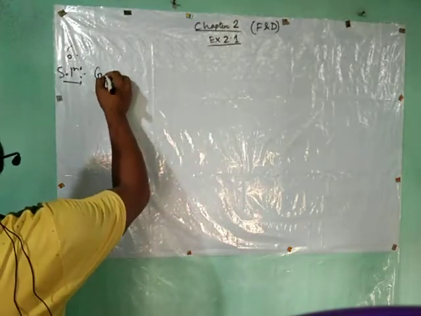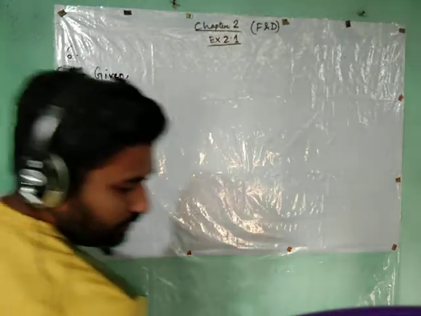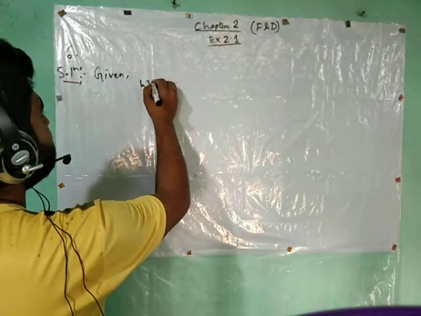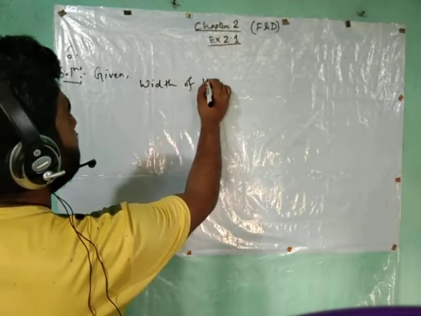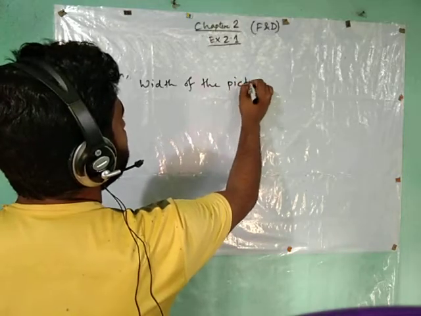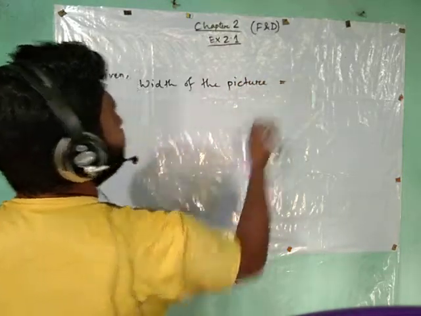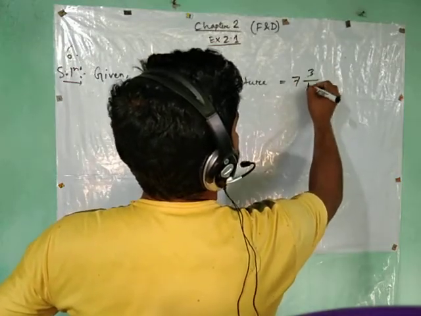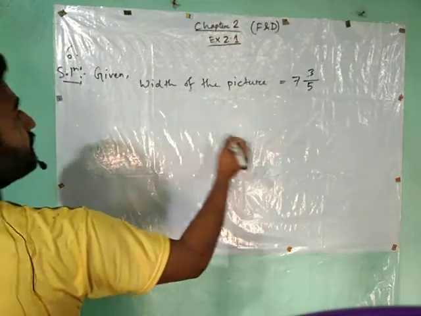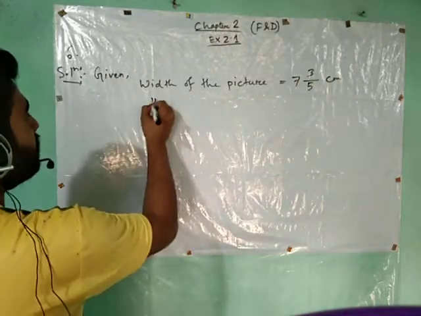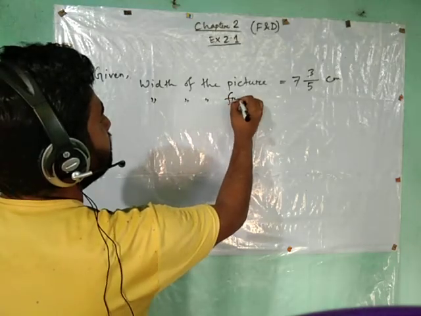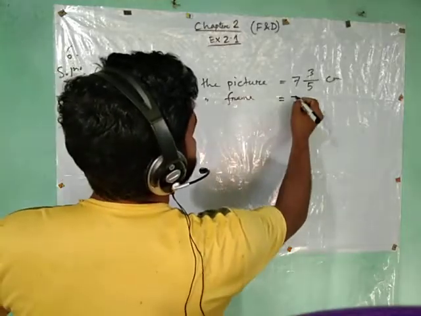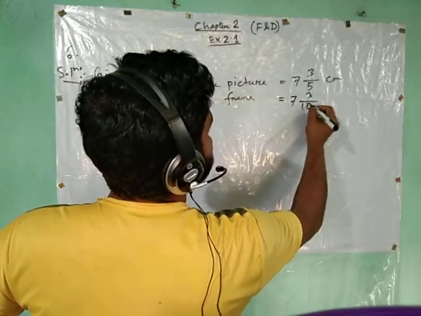Here you have to write given. What is given? Width of the picture, first you write down picture. How much? 7 3 by 5 centimeter, and centimeter also you have to write here. Now width of the frame, frame equals to how much? 7 3 by 10 centimeter.